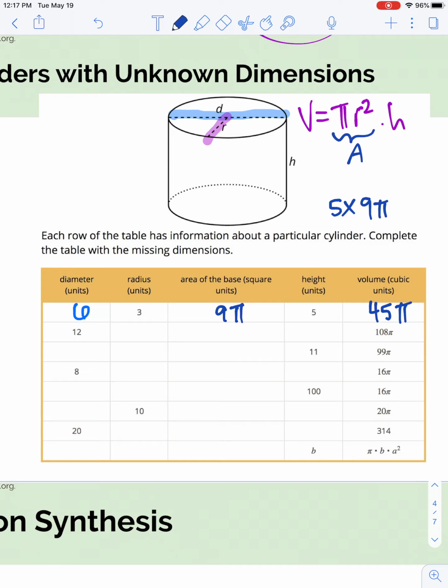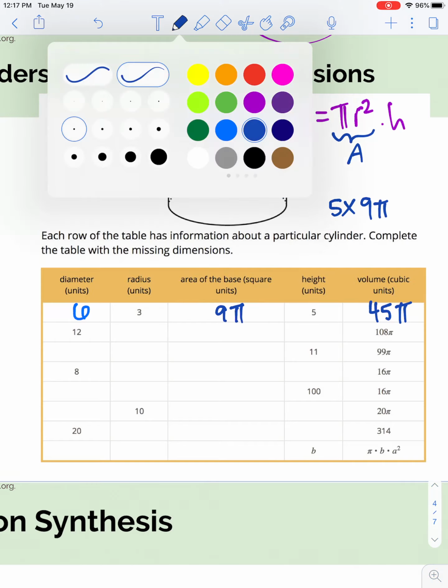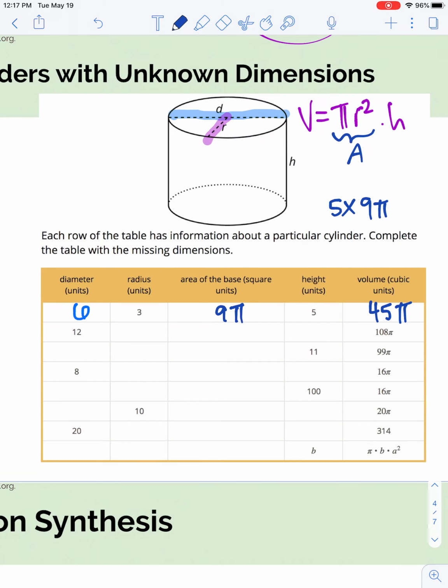For the others, the next one, they give you diameter. So half of the diameter, you do 12, cut it in half. What do you get? Purple was my radius. So half of 12 is 6. And then from there, you guys can figure out the rest of it by plugging it in.